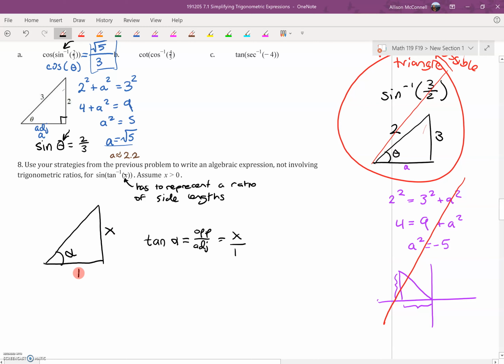And then you want to make sure that you find the sine of that. And so you can see that similar to this problem above, you're going to have to do some solving for that to find your final answer.